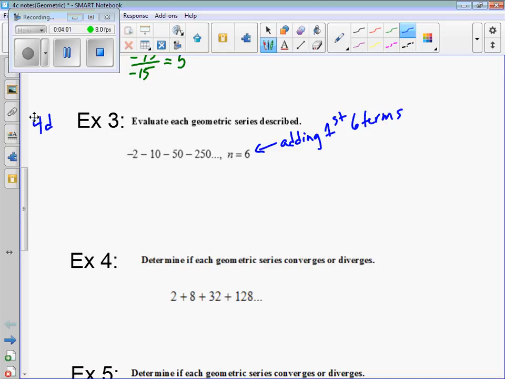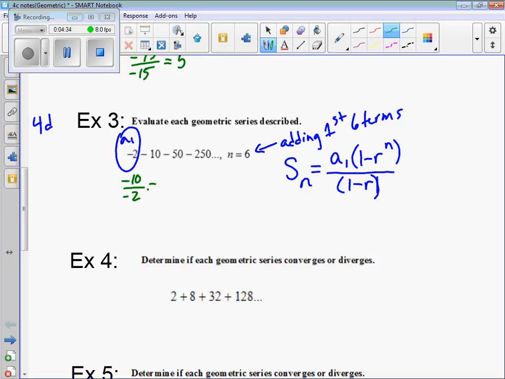In this case, the formula used is S sub n equals the first term times, in parentheses, 1 minus r raised to the n, all over 1 minus r. So we just have to figure out what the first term is. Oh, that's pretty easy. First term is negative 2. We have to figure out the common ratio. Common ratio, second term divided by first term, because it's geometric. It's geometric, you know it's multiplication. So this is the common ratio.